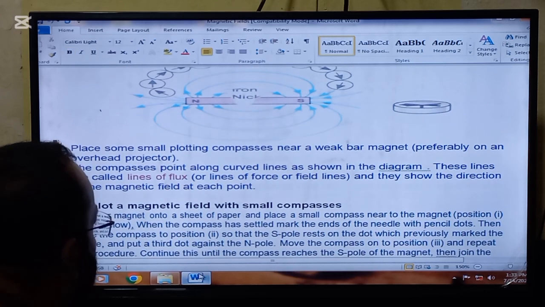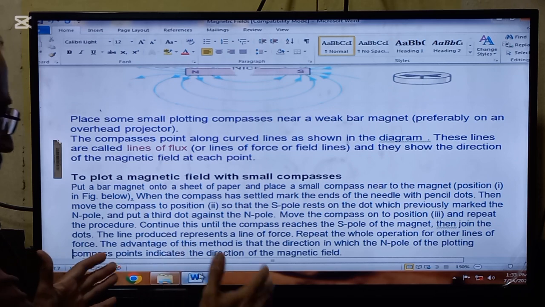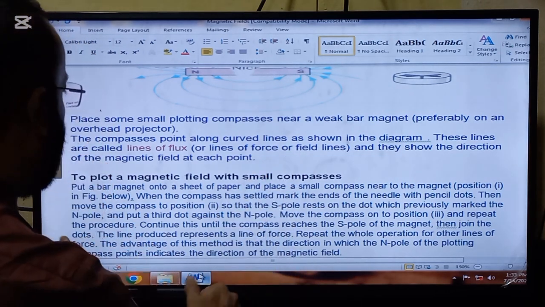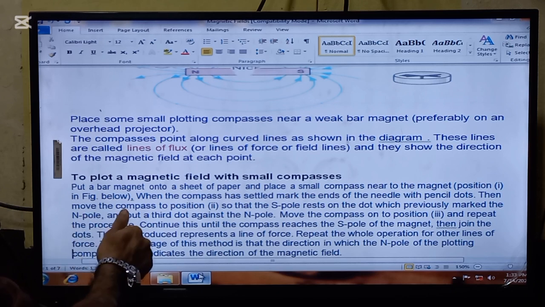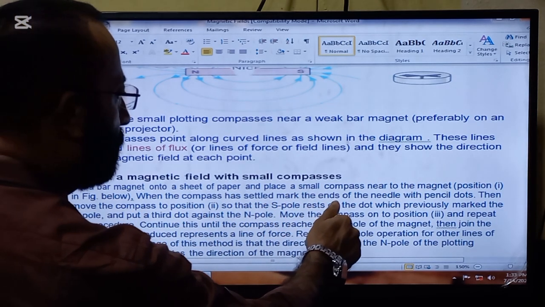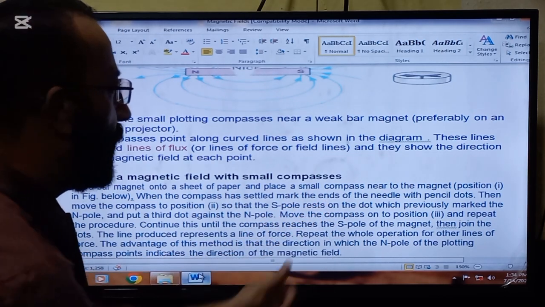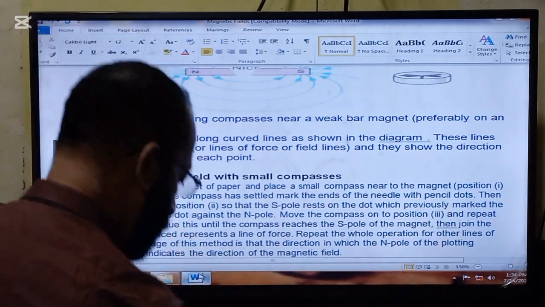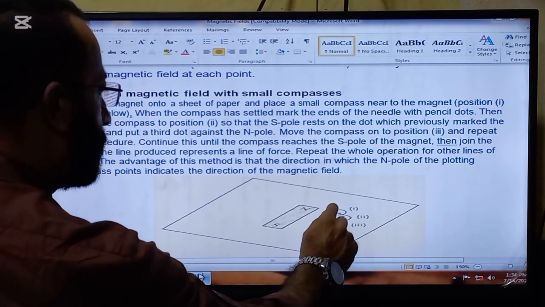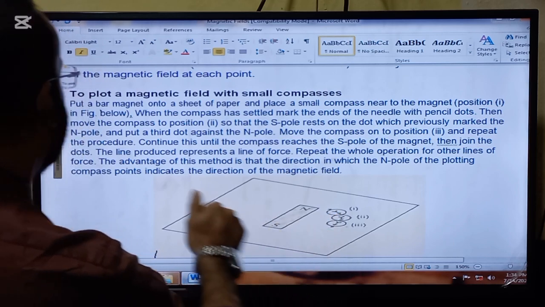To plot a magnetic field with small compasses. This is another explanation of the same thing. Look now: put a bar magnet onto a sheet of paper and place a small compass. So now one small compass will be used near the magnet, at position 1. We will put one small compass at position 1.